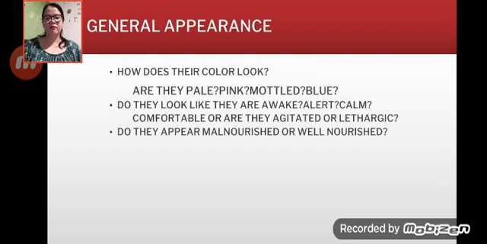So in general appearance, of course, you need to check the color. You need to check for the color of the newborn. Are they pale, pink, mottled, or blue? So the normal would be the pink. And do they look like they are awake, alert, or calm? So you need to observe. Then, are they agitated or lethargic? And do they appear malnourished or well-nourished?